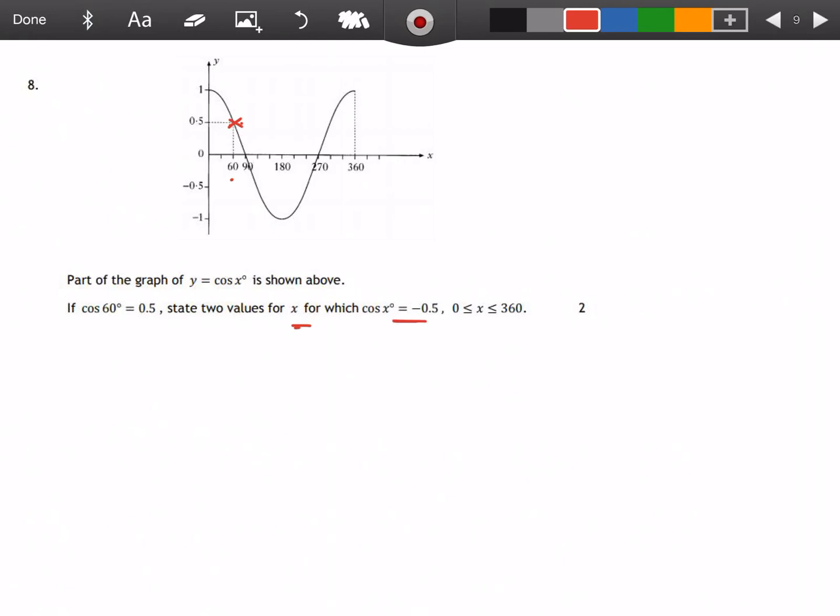Right, negative 0.5. Let me see if I can try and draw this. Negative 0.5, that's what I'm looking at. Right, negative 0.5. It's about, where does that, about there?